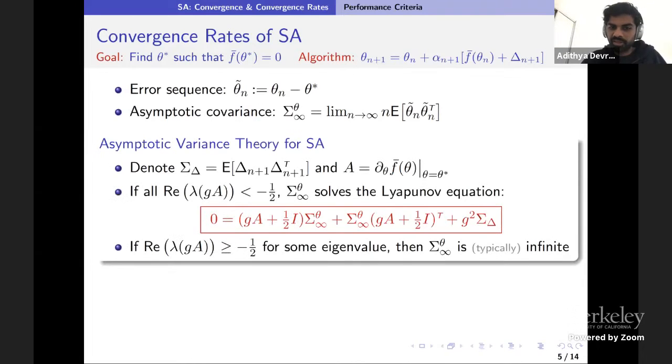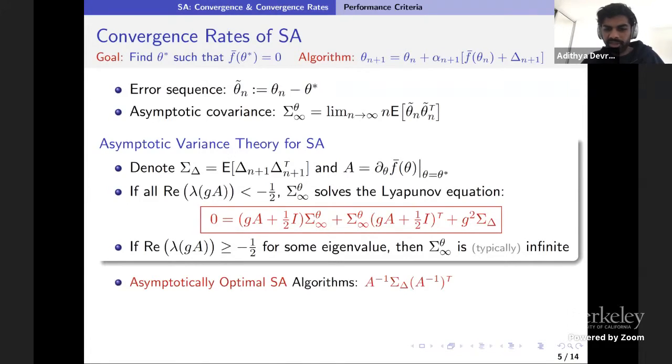What the asymptotic variance theory for stochastic approximation says is the following. Let's denote sigma delta to be the noise covariance matrix, where delta n is the noise sequence that appears in the stochastic approximation algorithm, and A is the linearization matrix of f bar at theta star. If you choose a step size sequence G over n plus 1 in such a way that all the eigenvalues of the matrix GA are strictly smaller than minus half, then the asymptotic covariance is finite, and it can be obtained as a solution to this Lyapunov equation over here. If there exists at least one eigenvalue of the matrix GA that is bigger than or equal to minus half, then the asymptotic covariance is typically infinite, and therefore the convergence rate is typically slower than 1 over n, which is the best convergence rate.